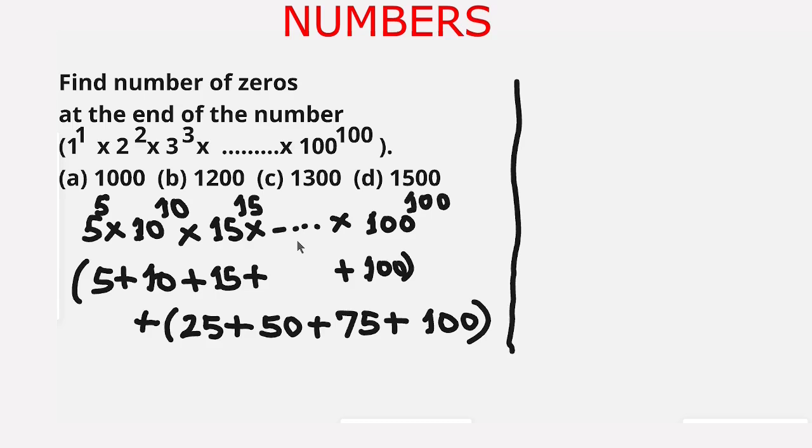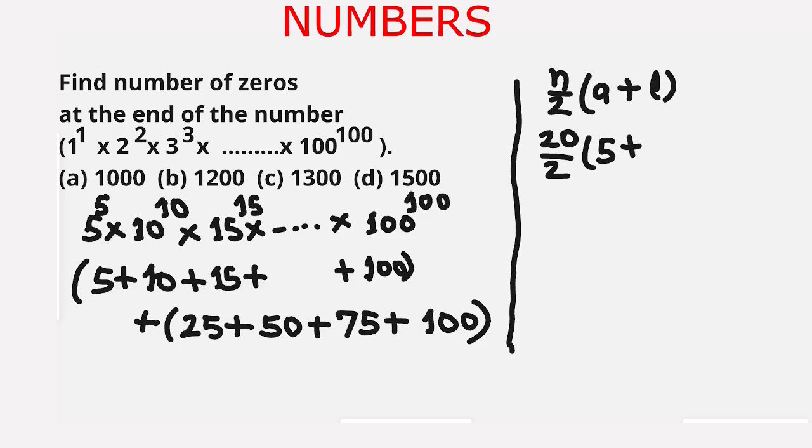Now we will find the sum of these numbers. 5 plus 10 plus 15 up to 100 is an AP, and the sum of an AP is n by 2 multiplied by first term plus last term. The number of terms is 20, so it will be 20 divided by 2 into first number 5 and the last number 100.